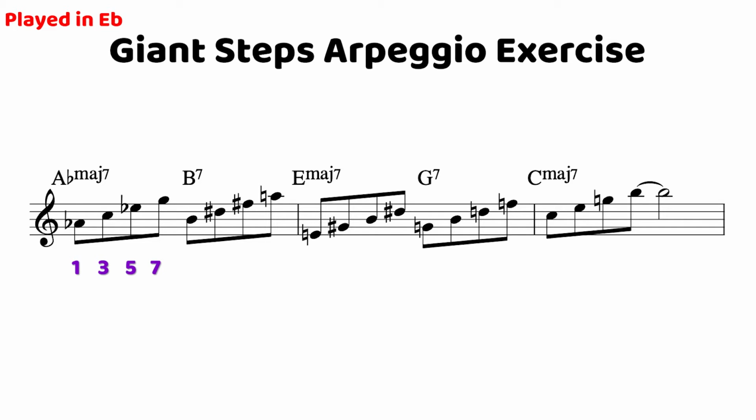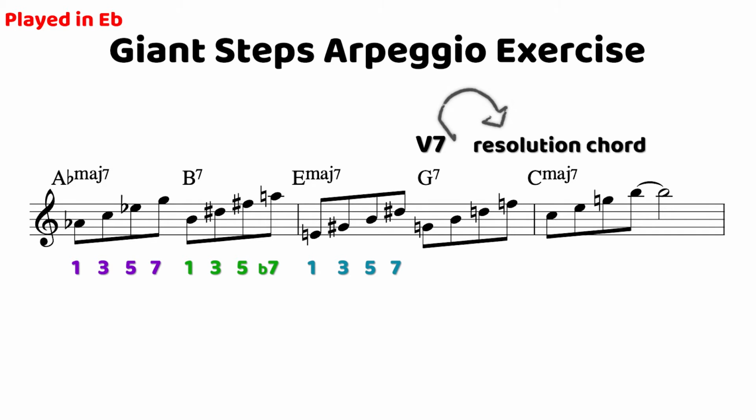Then we move to the first 5 chord of our next tonal center, which is B7. So this is a dominant chord. We go 1, 3, 5, flat 7: B, D sharp, F sharp, A natural. Then to E major: E, G sharp, B, D sharp. Then to the next 5 chord of our resolution chord here, which is G7: G, B, D, F natural. Finally to C major: C, E, G, B.